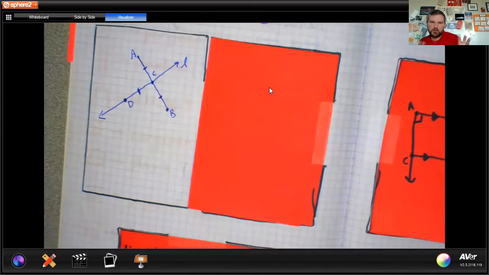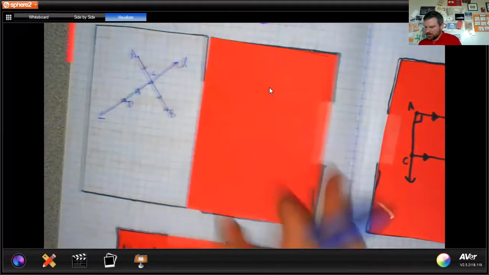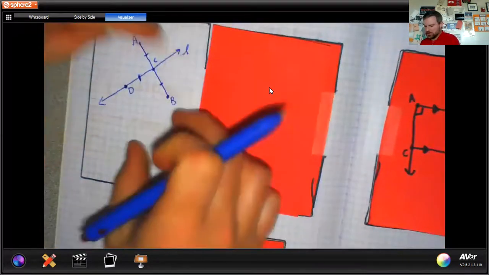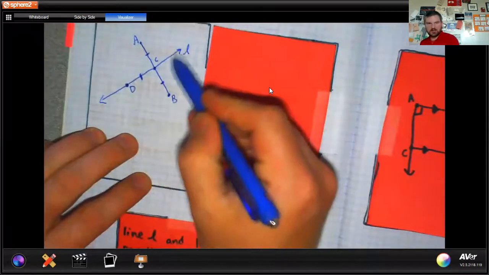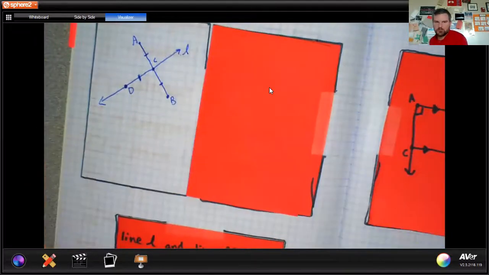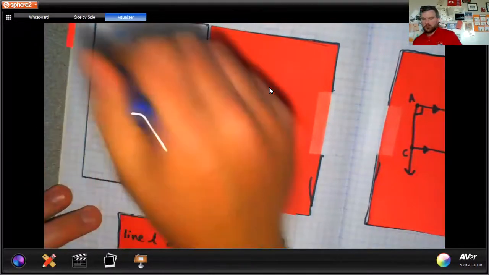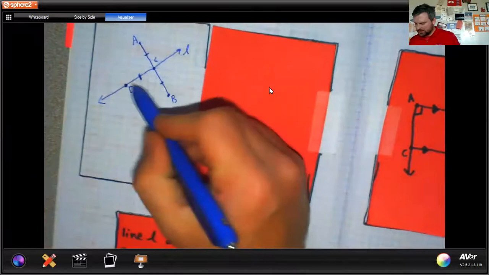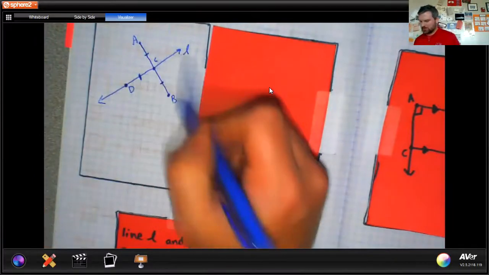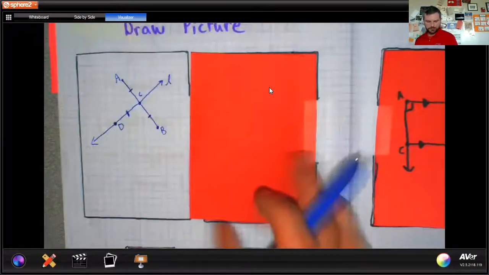So you kind of have to read ahead a little bit and then go back and fill some of them out. Now, again, this could be turned a little bit. Point D could be up here instead. Those kind of things don't matter. Your line L could be here. But what needs to happen is these tick marks and all your labels have to be accurate.